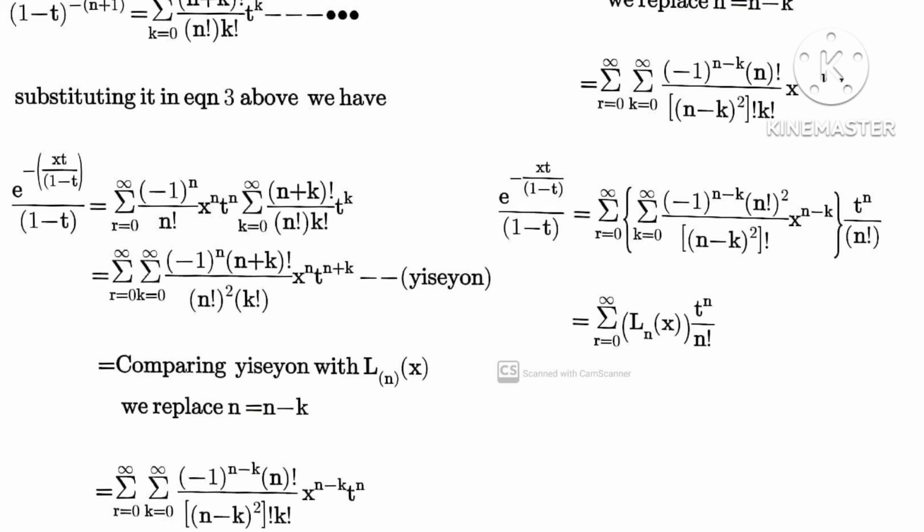Then we factorize, we bring out t raised to power n over n factorial, where all the expression is representing the generating function for Laguerre. So we have it to be the summation of Ln(x) t raised to power n over n factorial. So this is the proof for that very question.